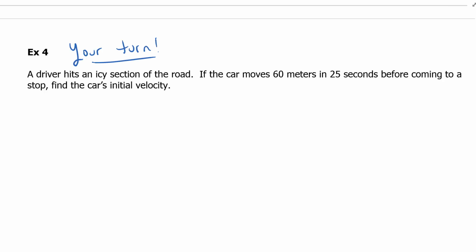Okay, in this question, a driver hits an icy section on the road. If the car moves 60 meters in 25 seconds before coming to a stop, find the car's initial velocity. So clearly they had some positive initial velocity and then they slowed down to a stop. So here's the initial velocity. So there's velocity, there's time, and at the end of it they had 0. They must have gone at a constant negative acceleration.